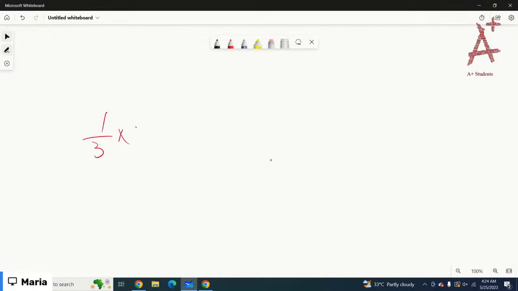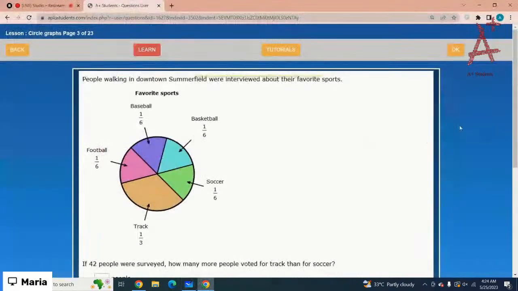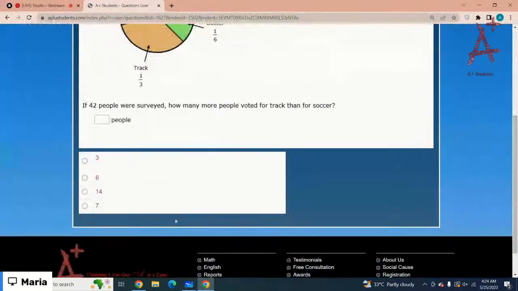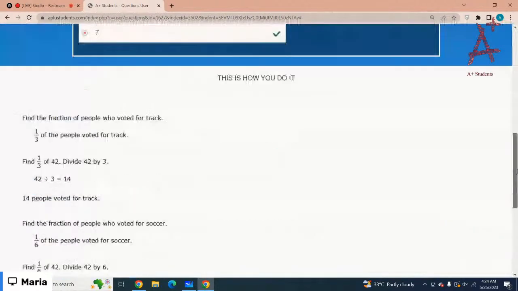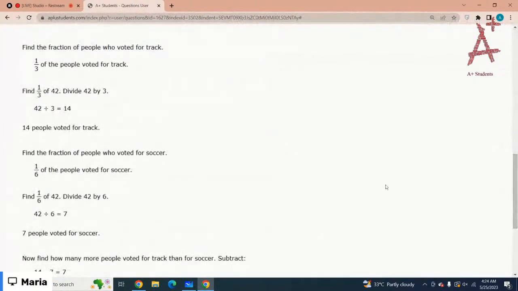One third of 42. It would be 3 times 1 is 3 and 3 times 4 is 12. That would be 14. Got it? That means 14 of the people voted for track. Okay, you need to see how much more. So you have to calculate 1/6 of 42, that would be 7. So when you subtract 14 minus 7, that would be 7.